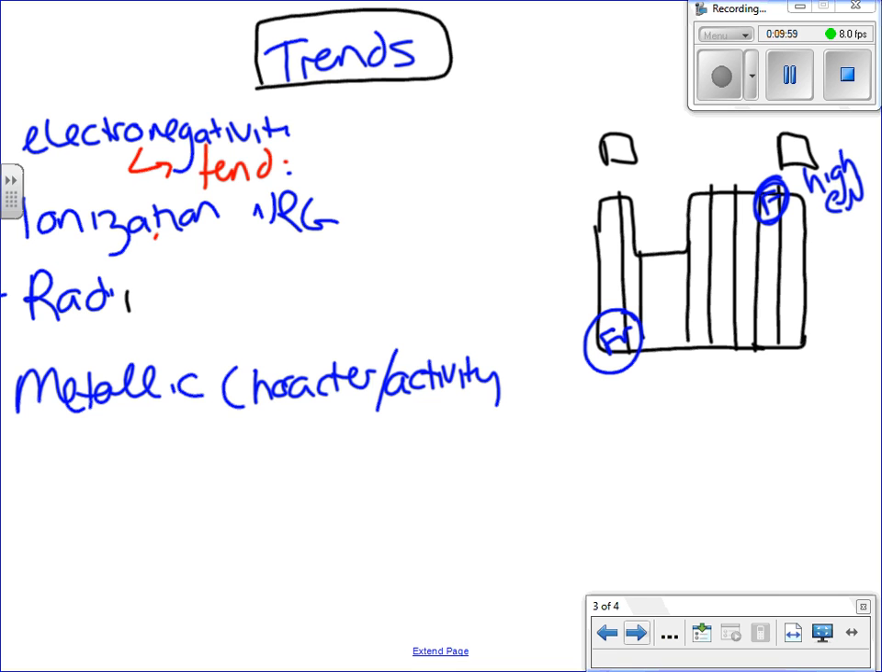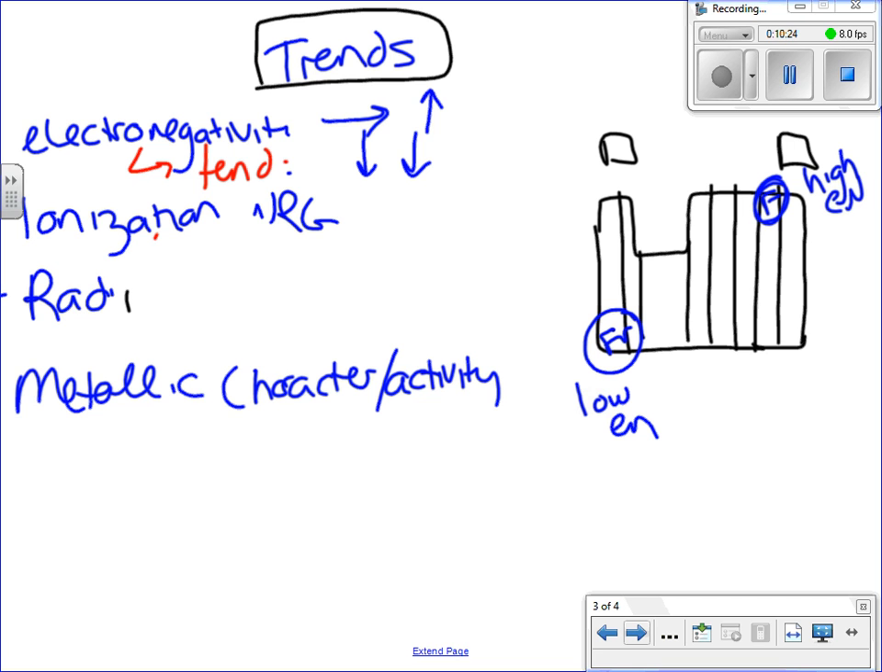Francium is a huge atom. He has no desire to gain electrons because he has one electron to lose, and that's it. And then he's happy. He's got a full valence shell. Okay, so the francium is your low electronegativity. So across, electronegativity goes up, and as you go down, electronegativity goes down. Okay, down a group, you lose electronegativity.